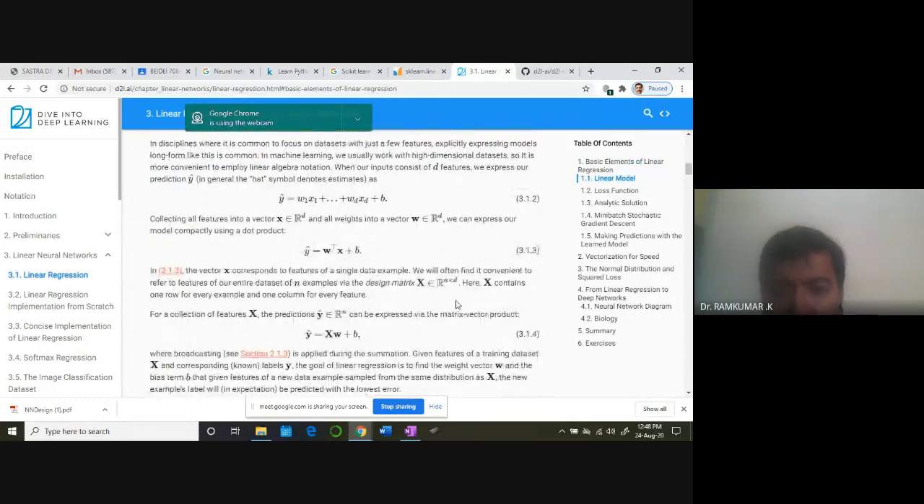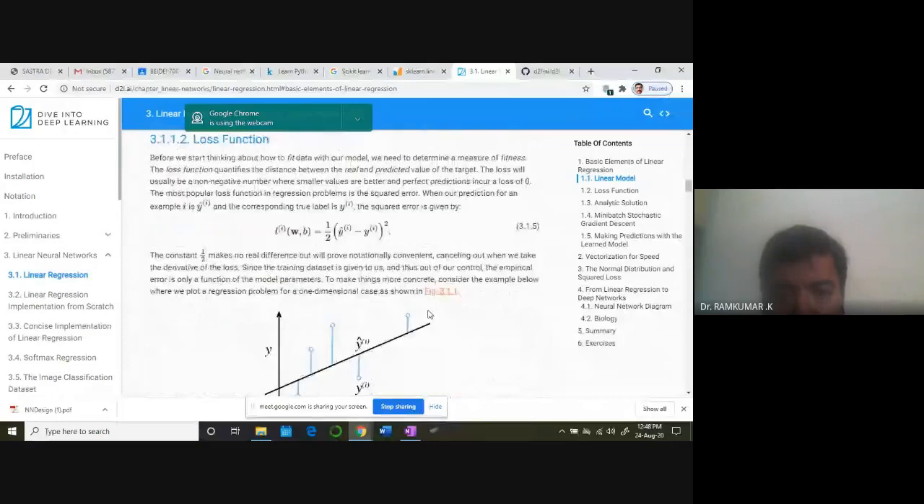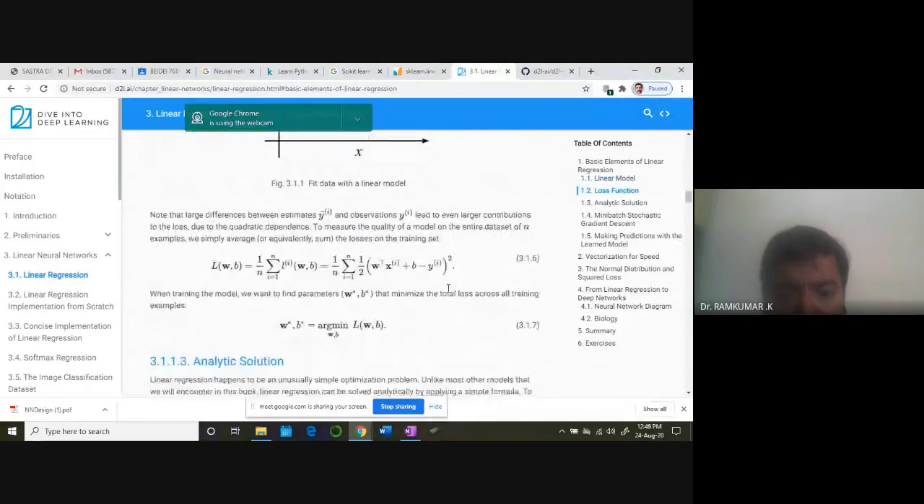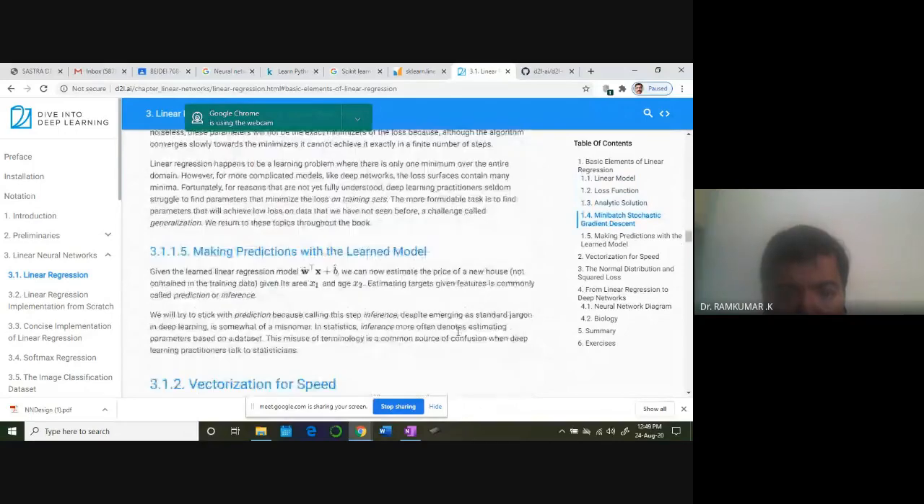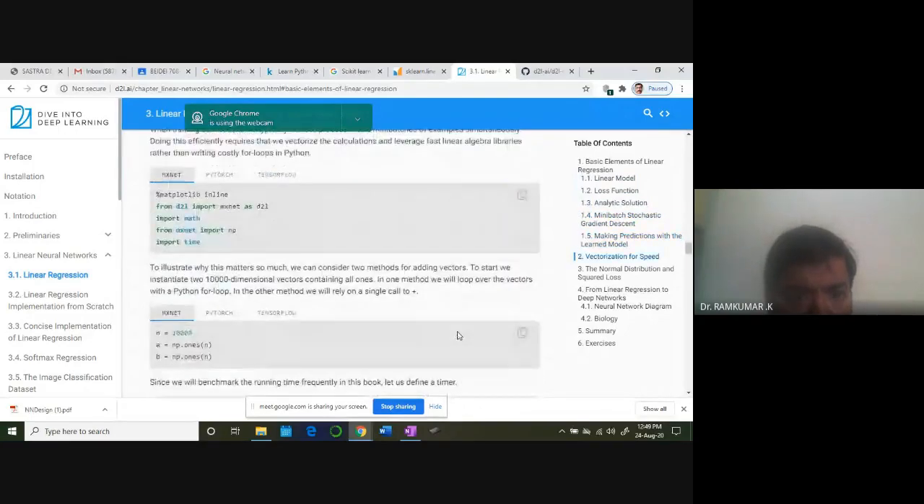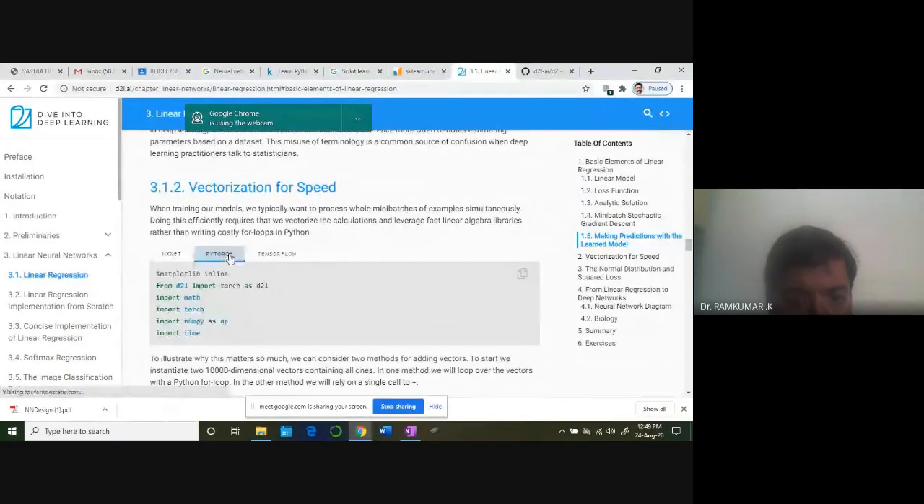Y equal to W transpose X plus b. Now the loss function is defined like this. We have seen this. Okay, an analytic solution is given. Then we are updating the weights. See here, this is what I want to say. The code is directly given to you. You can directly run this, using MXNet, or PyTorch, or TensorFlow. You can copy the code and use it.